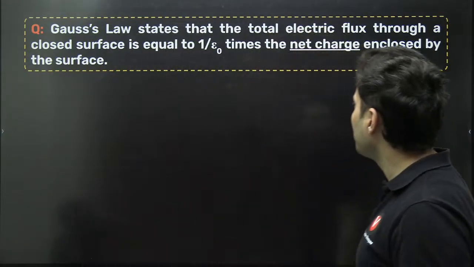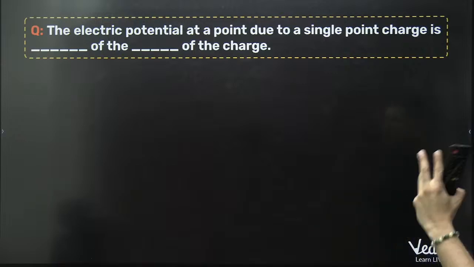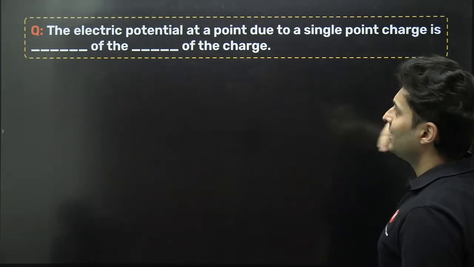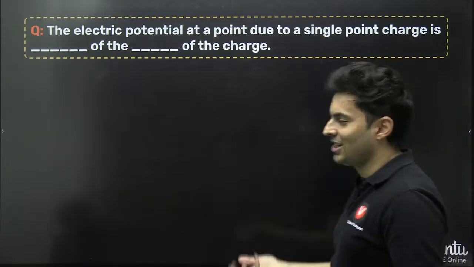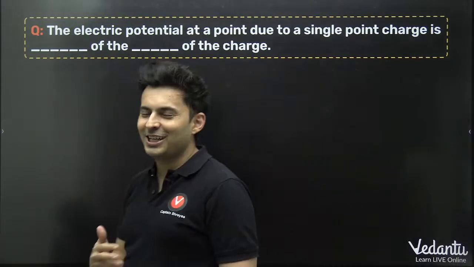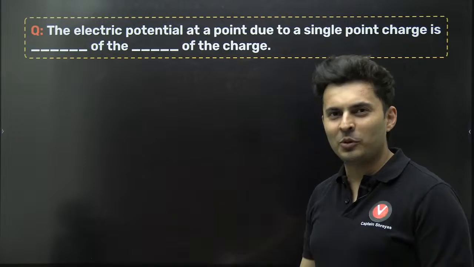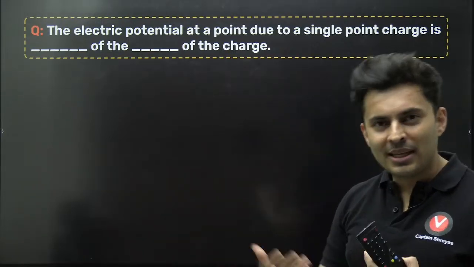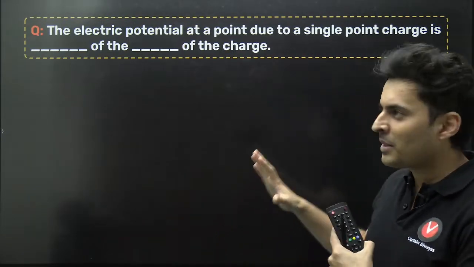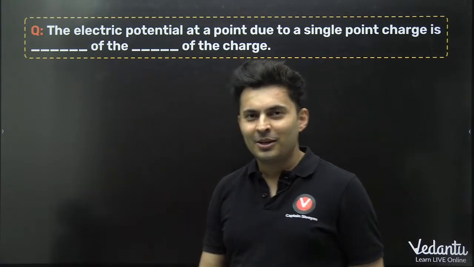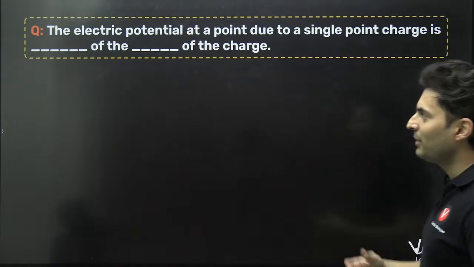Perfect. Moving on. Electric potential at a point due to a single point charge is dash of the charge. Very interesting. You can think of many things. You'll be like, sir, I can think of so many things. But yeah, more or less, if you are correct, I am okay with it. Or even if you think a little bit differently, that's also fine. But see, if this was one of your thoughts when I show you the answer, what are the different things that you can fill in the blanks?